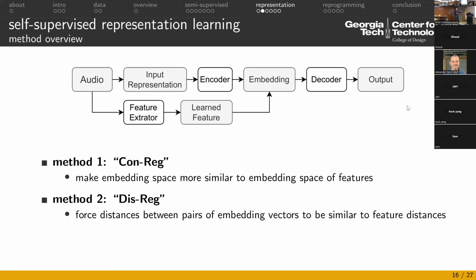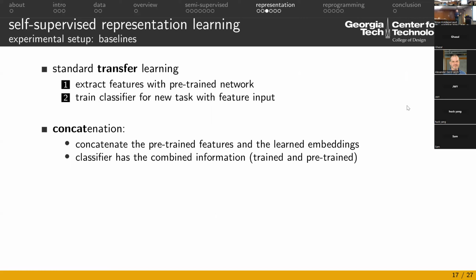And then the second method would be a distance-based optimization, where we force the distances between pairs of our features in our embedding space to be similar to the distance of the external features. So this is a little bit similar to contrastive losses in some way. So these are the two methods that we try out, and we compare this to baselines.